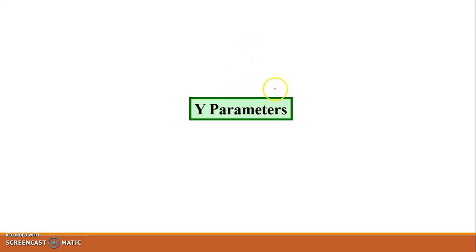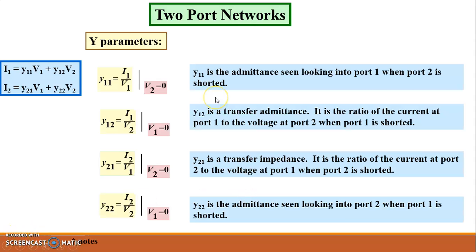Dear students, this lecture deals with the second set of parameters known as Y parameters. What do you mean by Y parameter is that it is actually the parameter that is giving you the ratio between current and voltage at different points. That is why it is known as Y.